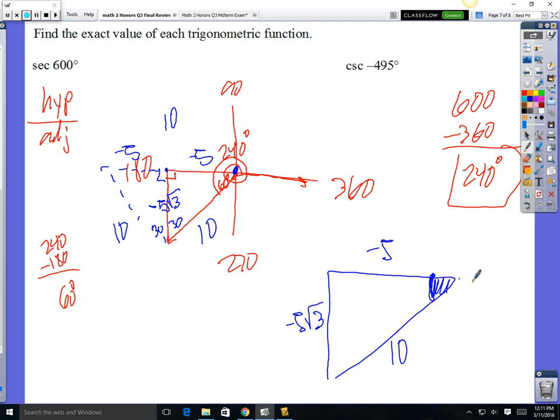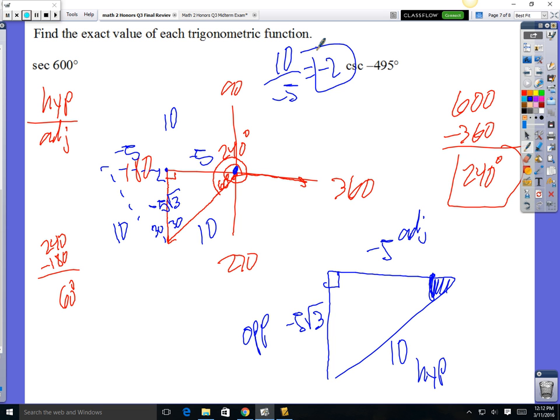So if you go from here, hypotenuse, there's your 90. That's hypotenuse. This is opposite. That's adjacent. So it is going to be hypotenuse over adjacent. It's going to be 10 over a negative 5. So it simplifies to be negative 2.